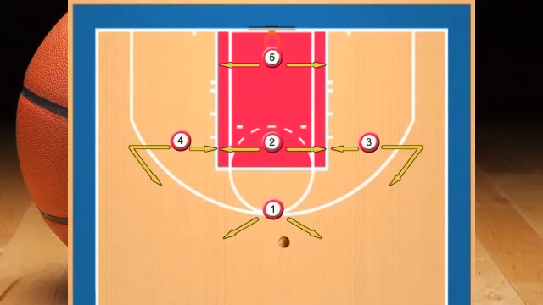5. Read the passer's eyes. Defenders must always be reading the passer's eyes and anticipating where the next pass will be made. The 1-3-1 is an aggressive gambling zone, and players should be going for deflections when they get a chance.